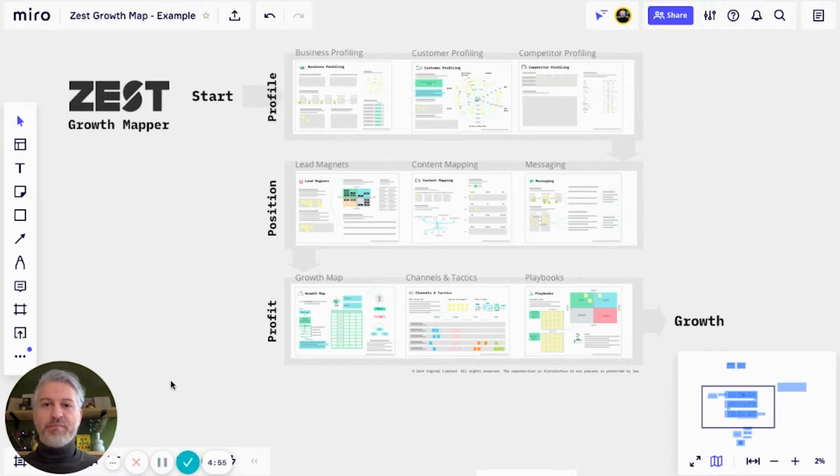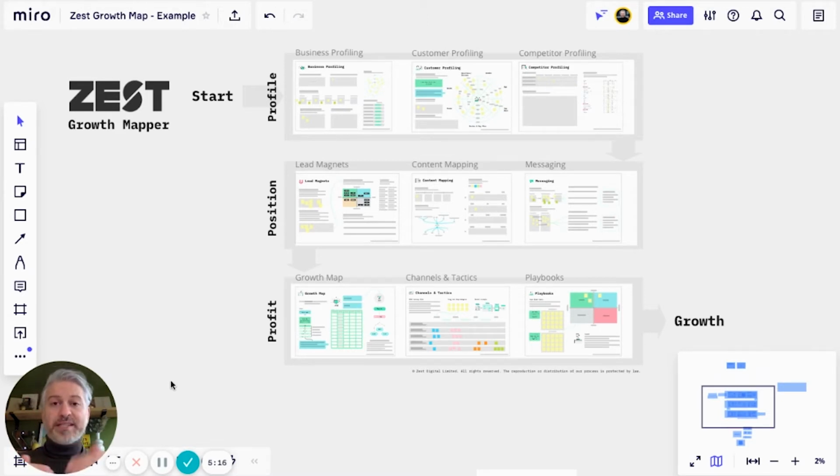This is a really important part of the work that we do when working with different clients, and it's also useful as a standalone product if you're looking to grow your own business. So in short, it's separated into three key sections. So we have profile, position, and profit. The profile section looks at your business, your customer, and your competitors.